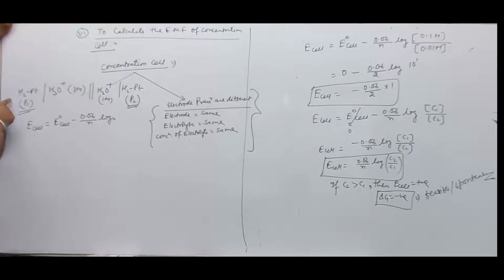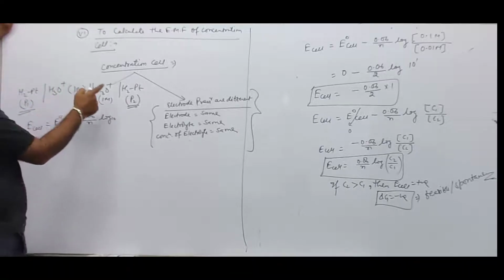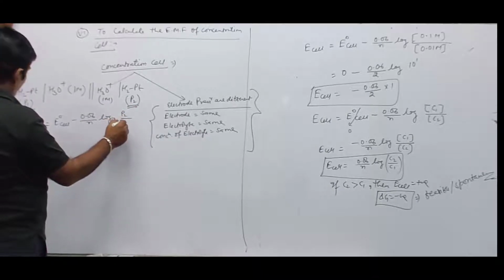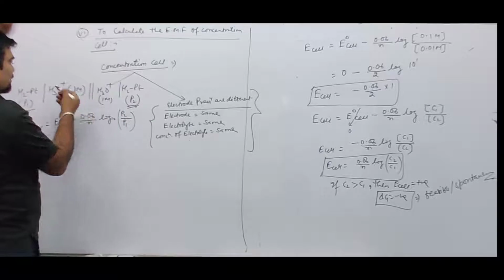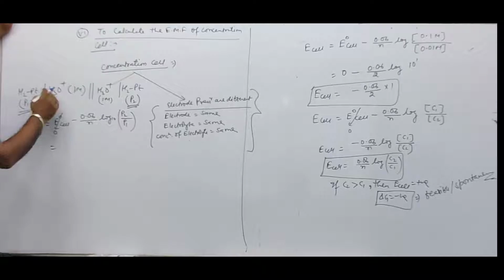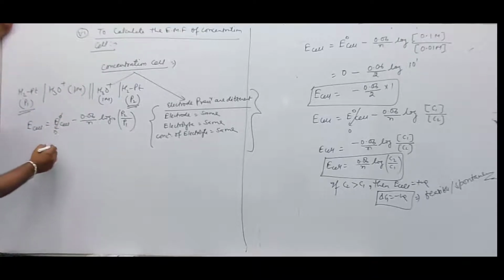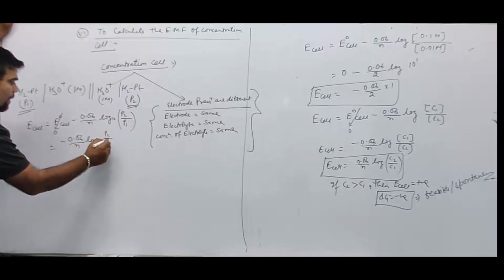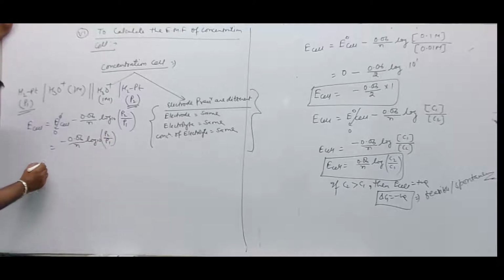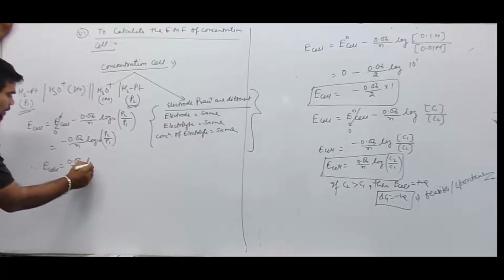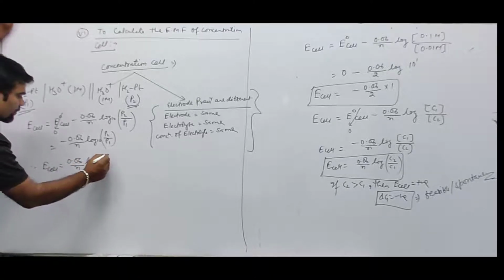So obviously this is the reactant side and this is the product side. We can say the product concentration is P2 and the reactant is P1, and the remaining 1 and 1 molar are of no use. E naught of cell is equal to 0 because both have the same hydrogen platinum electrode. So this becomes minus 0.06 by n log base 10 of P2 by P1. Therefore, the EMF of the cell is equal to 0.06 by n log base 10 of P1 by P2.